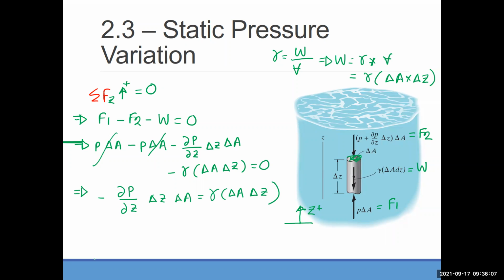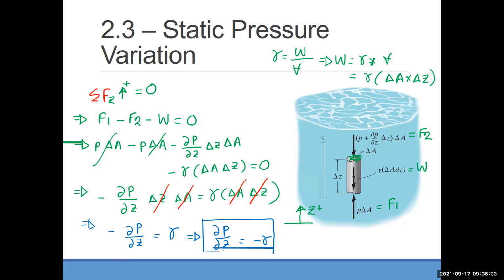Can I cancel those two? Okay, let's do that. So finally, I have what? Gamma, right? And if I just move the sign here. So what does that mean? Is the variation of pressure in the vertical direction 0 also, or does it have some value? Okay. And it will depend on what? Obviously delta Z and the specific weight, right?